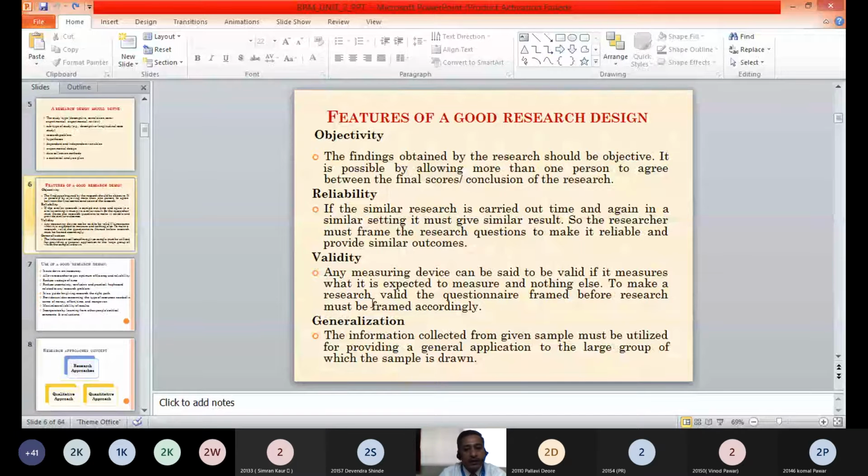To make a research valid, the questionnaire framed before the research must be framed accordingly. The research questionnaire which we are formulating for that particular research needs to be framed so that the research becomes valid. Now, valid means it should measure what it is expected to measure. I will give you an example.